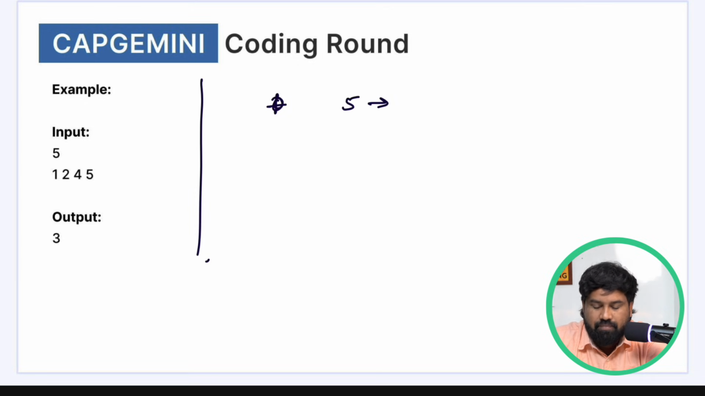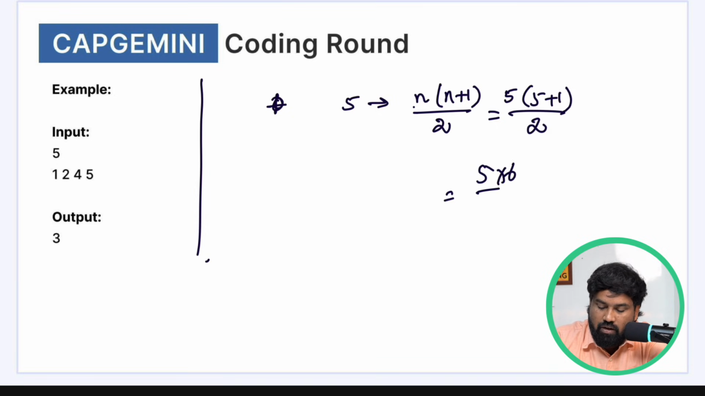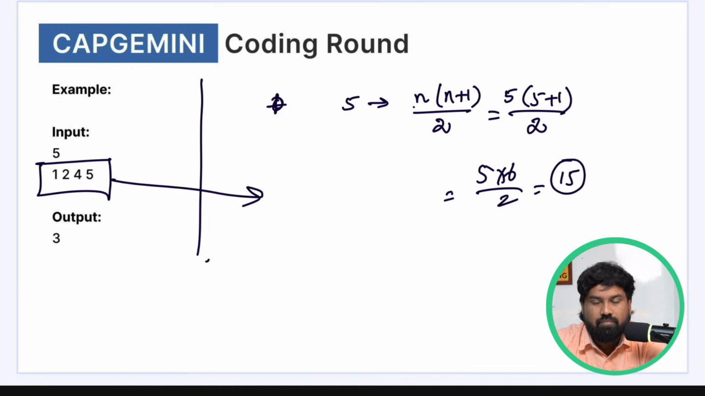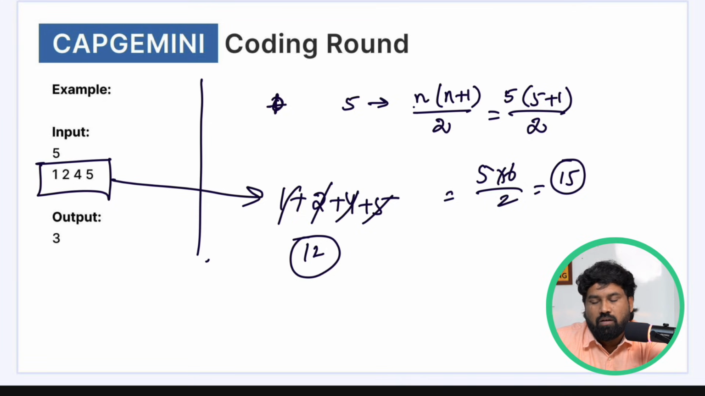5 elements are given. What is the sum of the first 5 numbers? n into n plus 1 by 2, right? Which is equal to 5 into 5 plus 1 by 2, which is equal to 5 into 6 by 2, which is equal to 15. What is the sum of the given elements? 1 plus 2 plus 4 plus 5, which is equal to 12. Am I right or not?